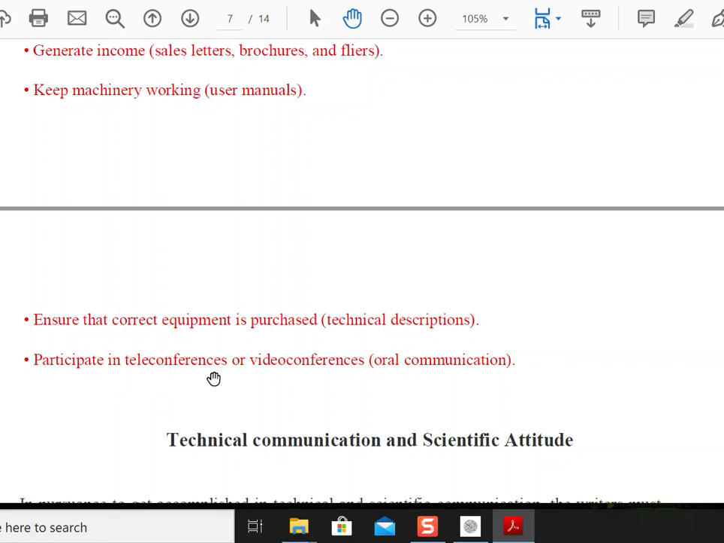Participate in telephone conferences or video conferences in oral communication, and it is very much what I'm doing at the moment. I'm doing telephonic or video conferencing in recorded form to explain to you about this assignment and the other procedures.